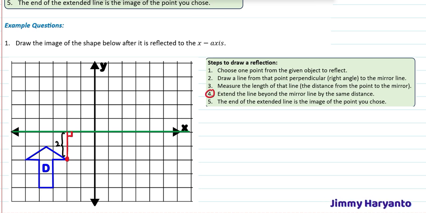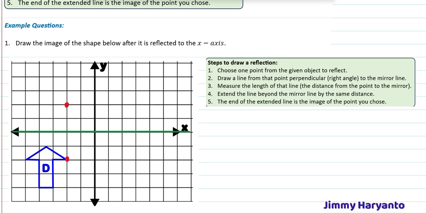And then extend the line beyond the mirror line. Let's extend this line by the same distance, the same length as the first. If the first is 2 units, that means the extension will have to be 2 units also. And then the next step is the end of the extended line is the image of the point you chose. So the point you chose will be right there after it is reflected. So this is how you reflect something. Can you understand this? I hope that you can understand this.